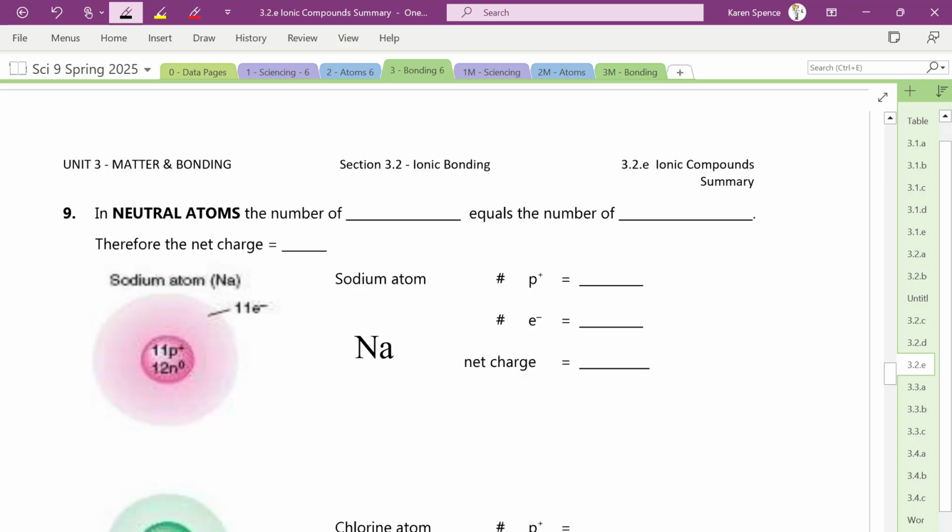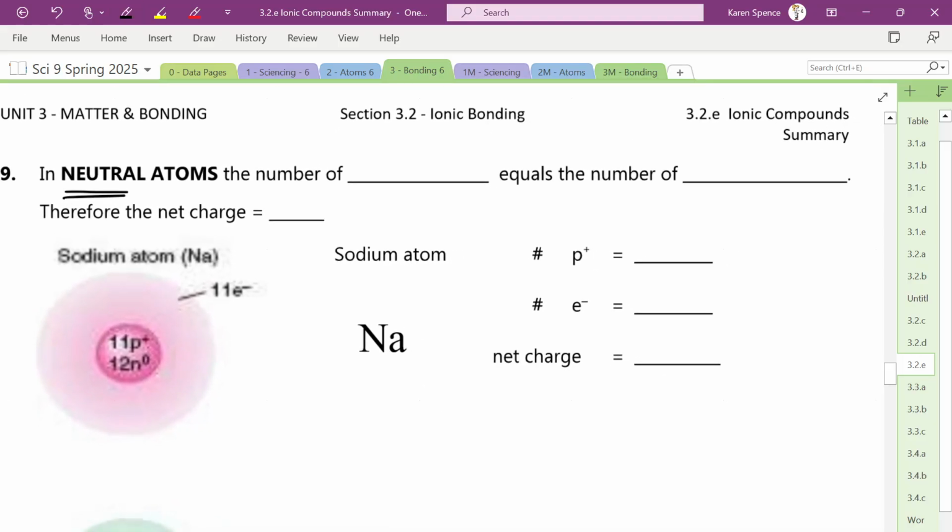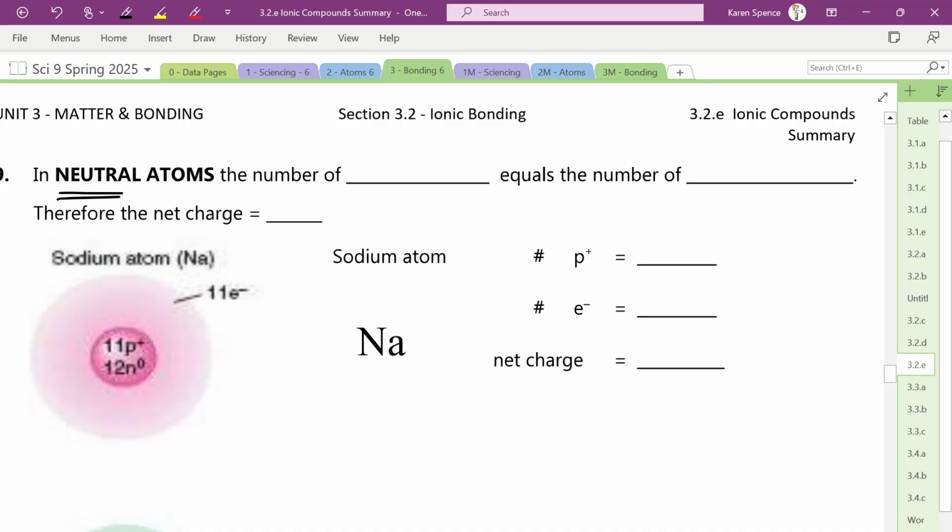In neutral atoms, the number of protons equals the number of electrons, and therefore the net charge is 0. So in sodium, we have 11 protons and 11 electrons, and the net charge is 0.